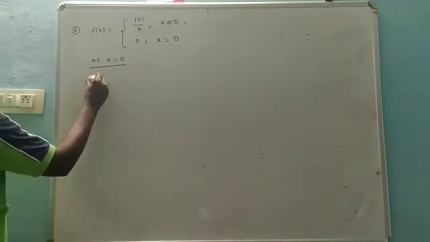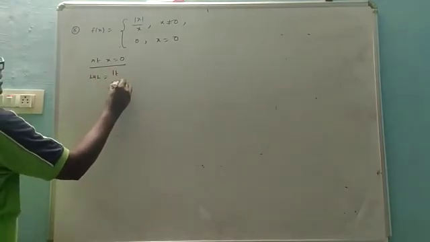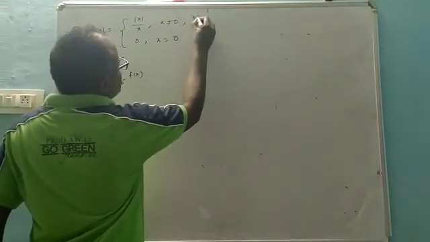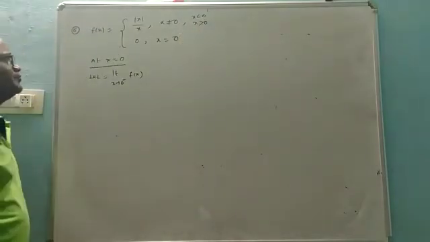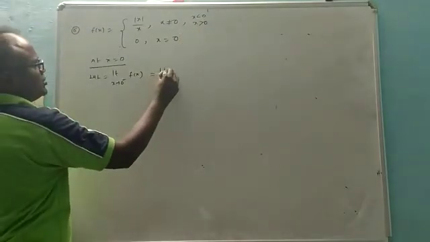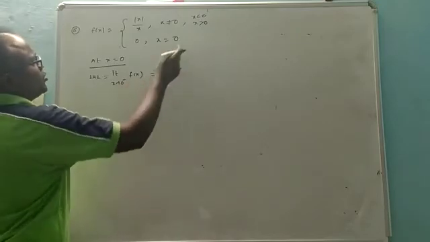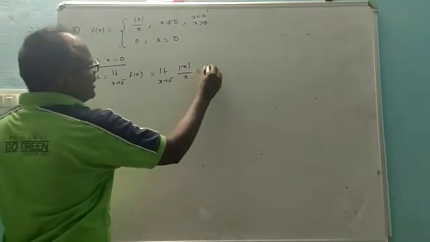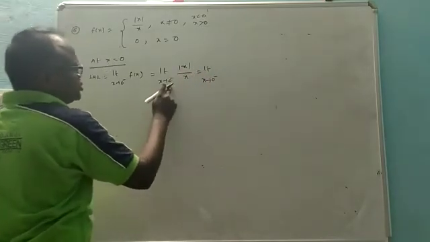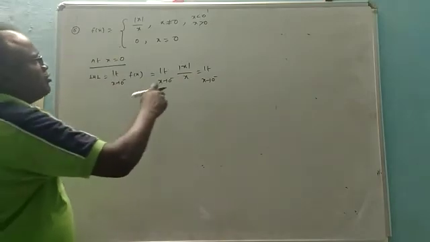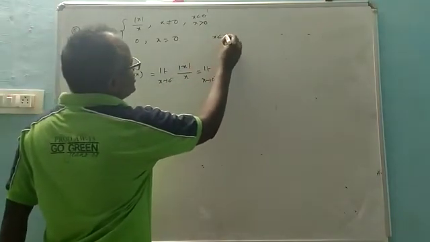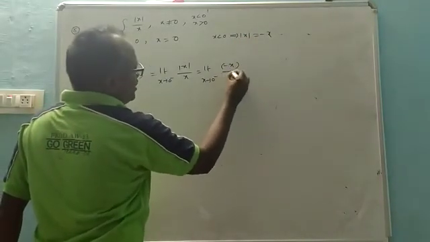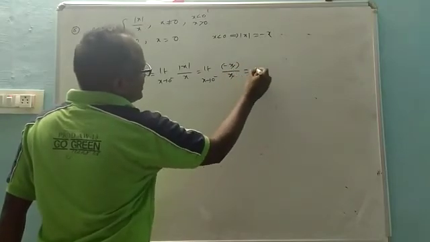What about the left hand limit? Left hand limit is equal to limit x tends to 0 minus of f of x. Not equal to 0 means we don't know exactly; less than also possible, greater than also possible. Now limit x tends to 0 minus of mod x upon x. 0 minus means less than 0, so x less than 0. Mod x is equal to minus x, so minus x upon x, x cancels. It is equal to minus 1.